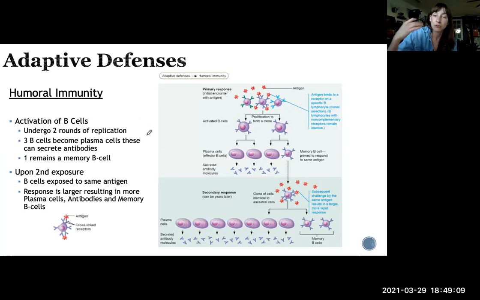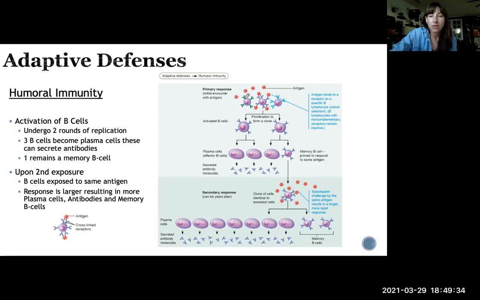These are the guys that produce the antibodies. They're born in the red bone marrow. They mature in the red bone marrow. Humoral immunity, okay? Activation of B cells. Your B cells have antibodies, right? They've got these proteins embedded in their plasma membranes. That is what gives them their specificity, okay?